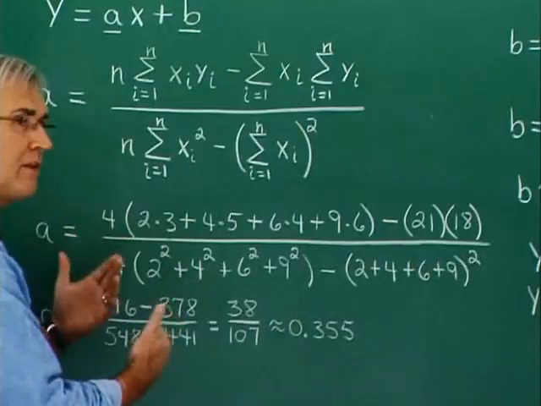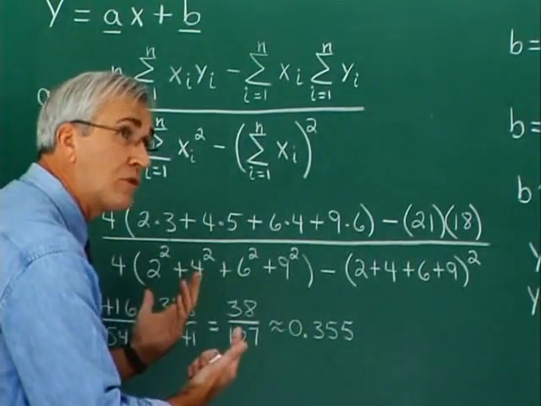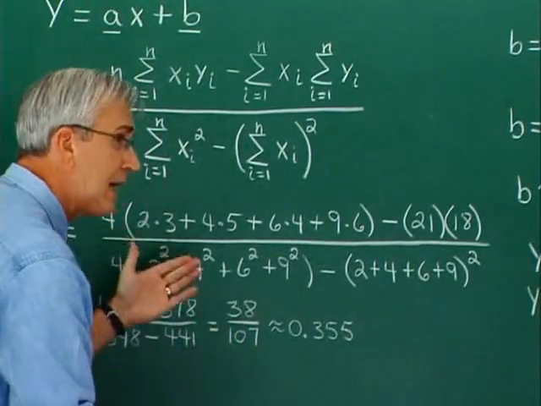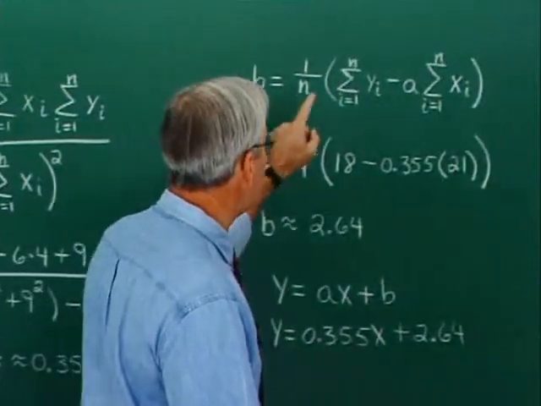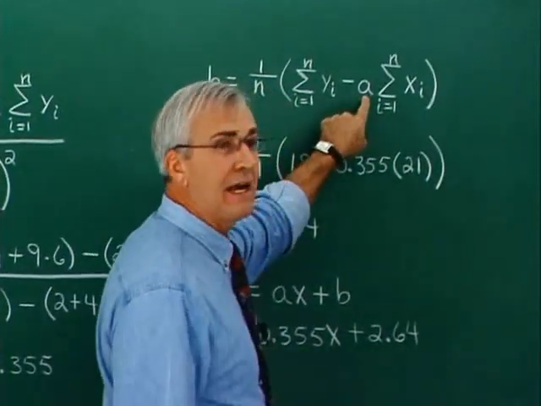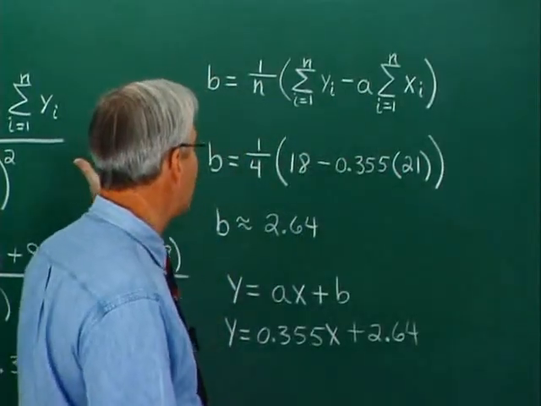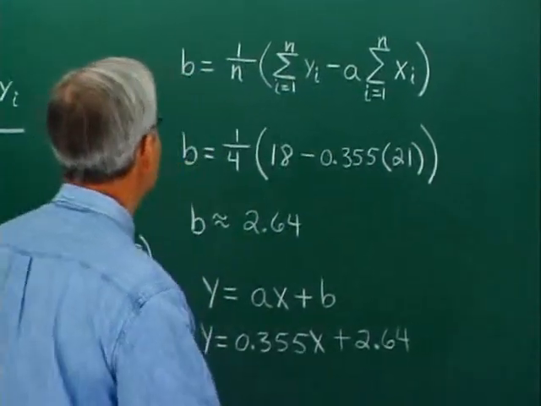Let's look at the y-intercept. We haven't calculated b yet. b has its own formula. The formula for b includes the value that we found for a. So it's really important that we get the a value right if we intend to get this right.